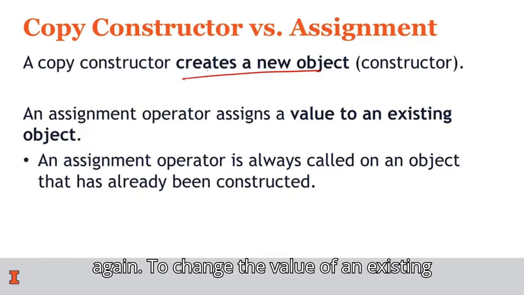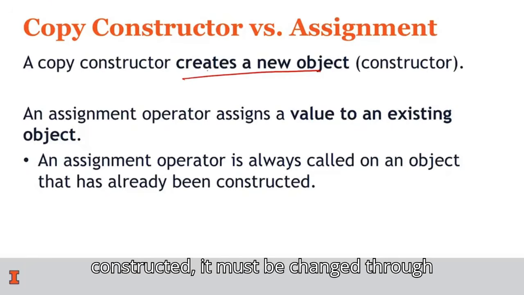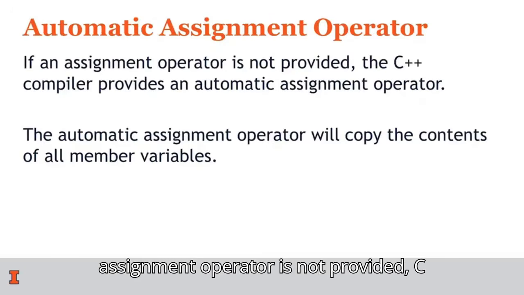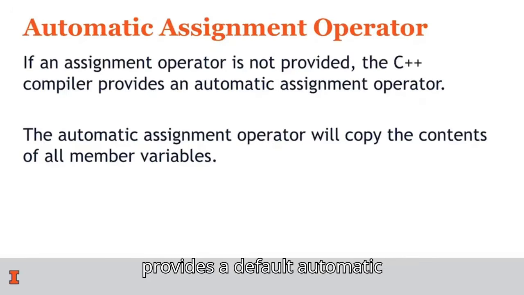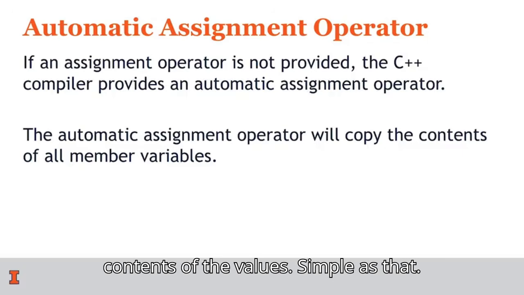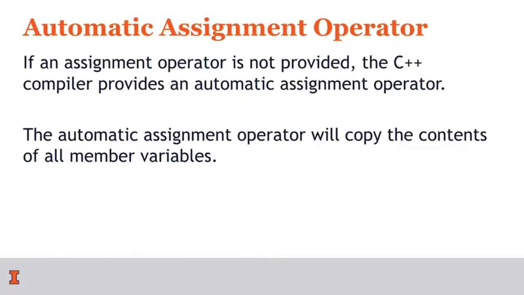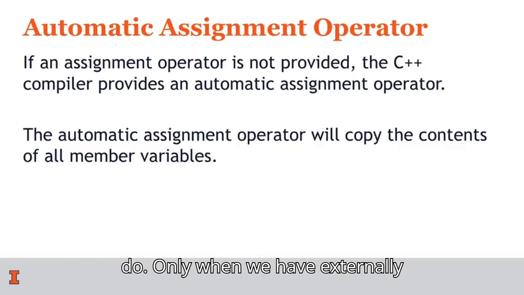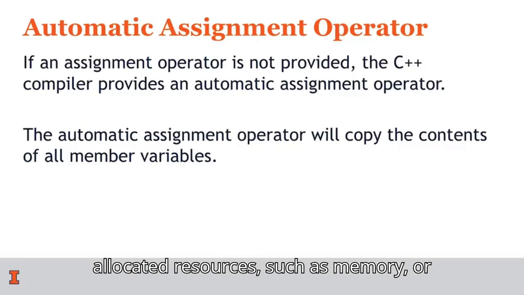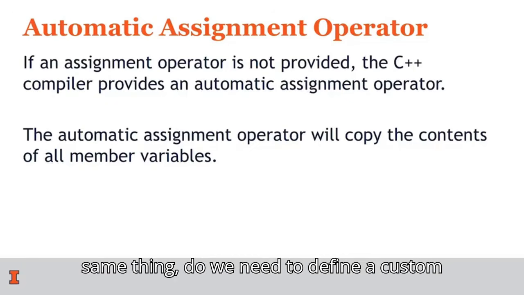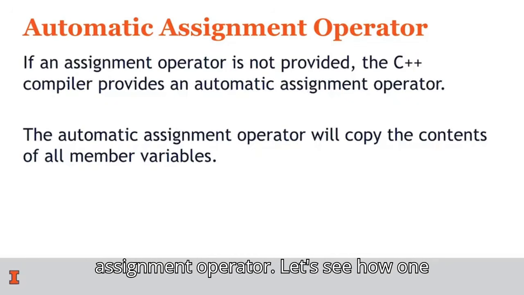To change the value of an existing class, a class that's already been constructed, it must be changed through an assignment operation. If the assignment operator is not provided, C++ provides a default automatic assignment operator for us. The assignment operator will try and copy the contents of the values. Simple as that. In many cases, the automatic assignment operator will do everything we need it to do. Only when we have externally allocated resources, such as memory, or we want multiple objects to point to the same thing, do we need to define a custom assignment operator. Let's see how one works.